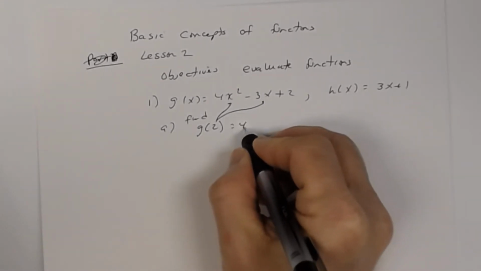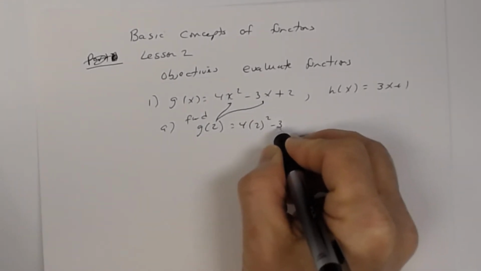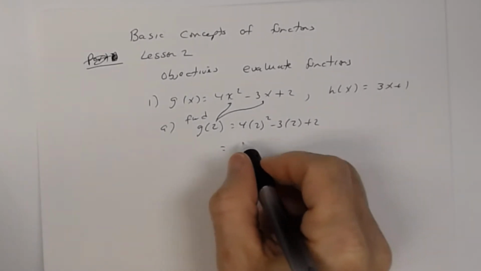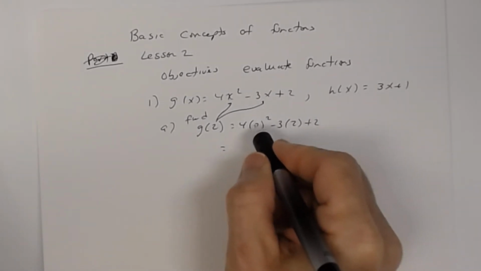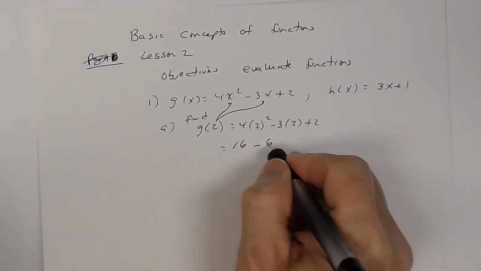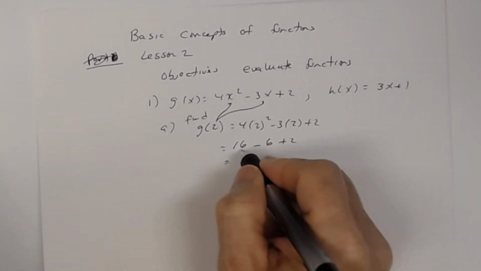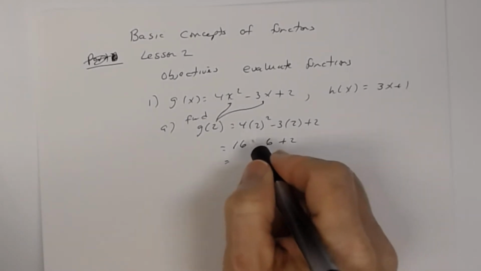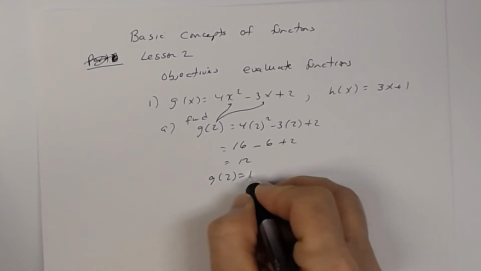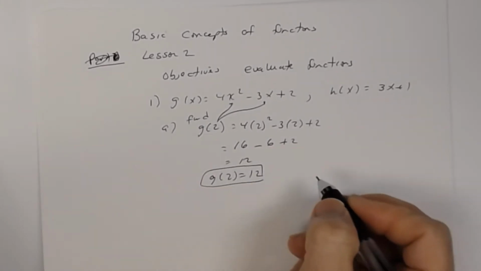So this becomes 4 times 2 squared minus 3 times 2 plus 2. And then just using the order of operations, 2 squared is 4, 4 times 4 is 16, a negative 3 times 2 is a negative 6, and then plus 2. So 16 minus 6 is 10, 10 plus 2 is 12. So g of 2 is equal to 12, and that's our answer.